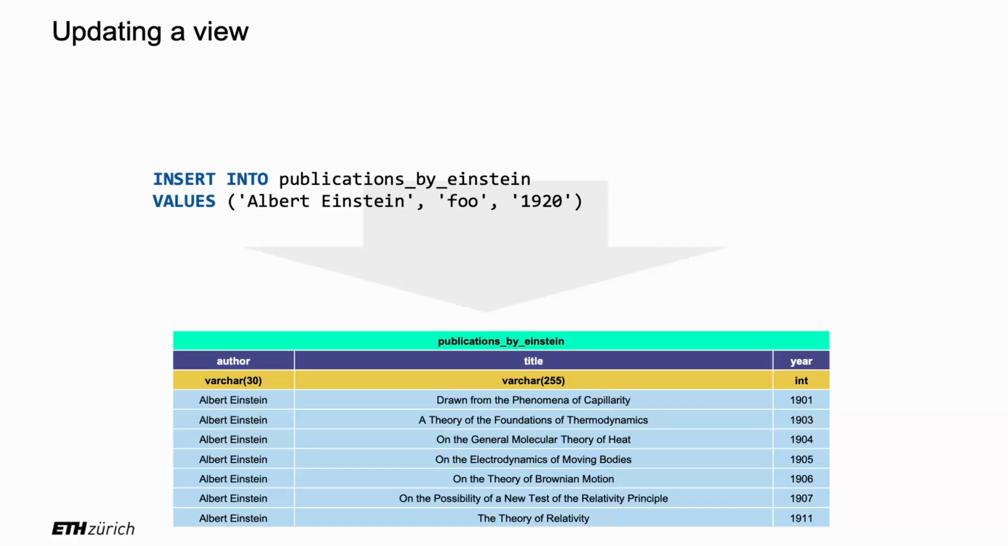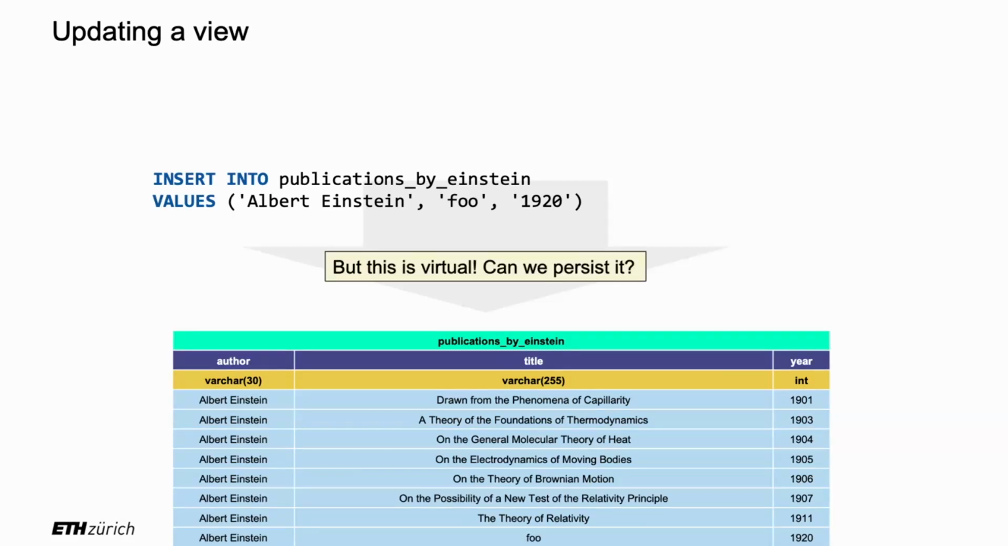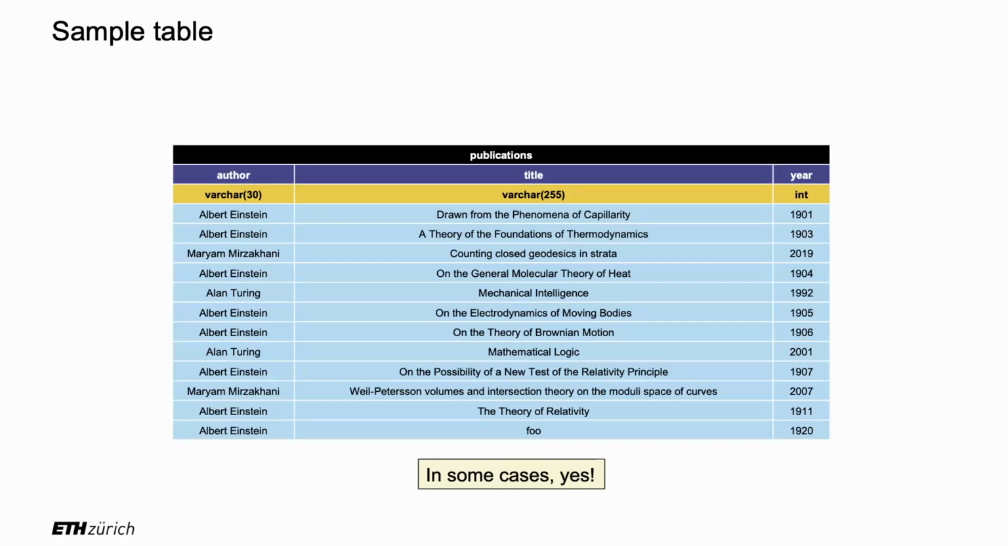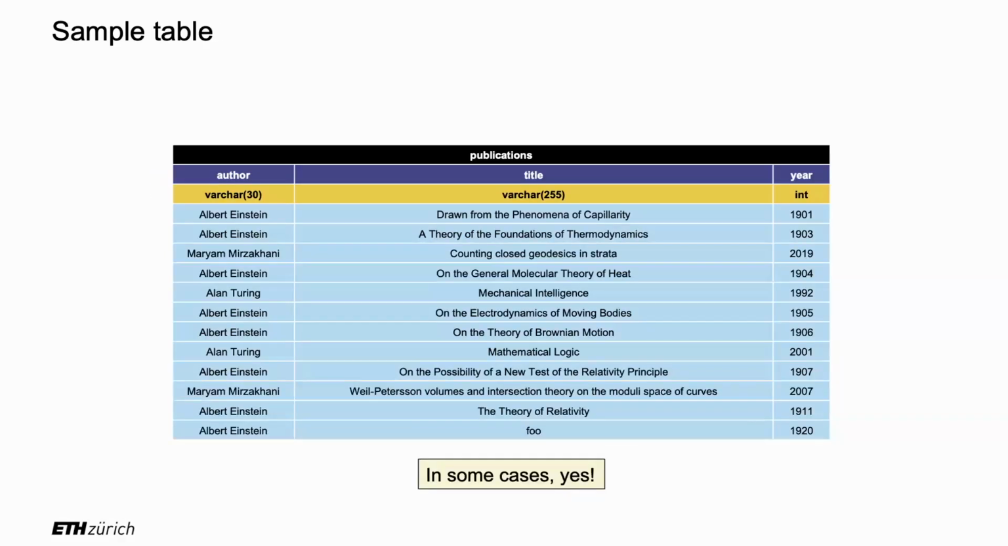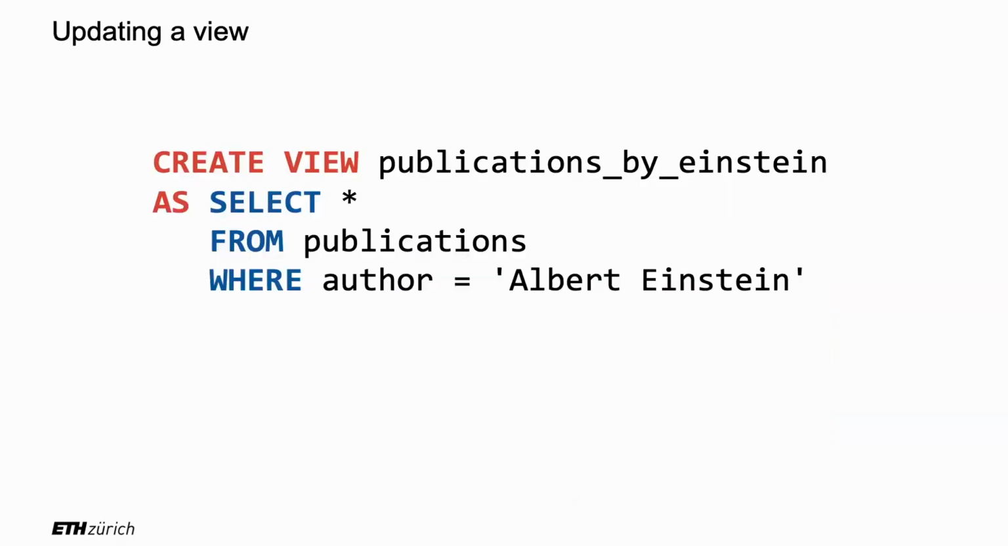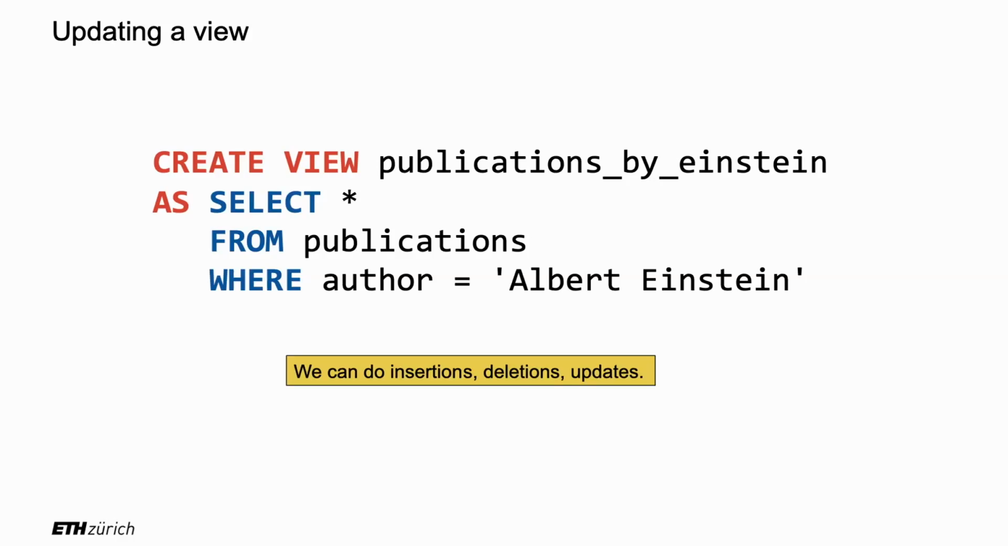So that's something that's perfectly fine to do in some cases in PostgreSQL. You can use insert into the view, and that will propagate. That works. In that case, you just insert it into the original table, Albert Einstein foo 1920. So you can do insertions, deletions, and updates to the views. And when it works, PostgreSQL will figure out a way of propagating it to the table.